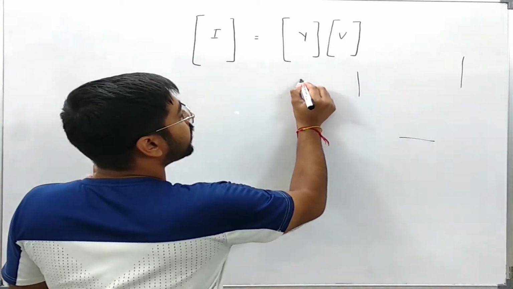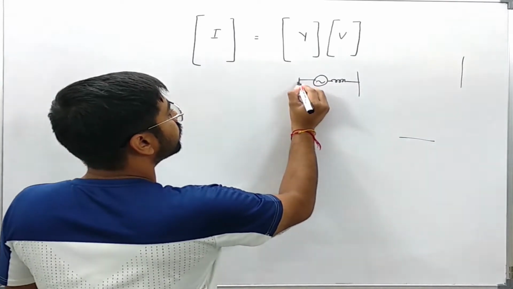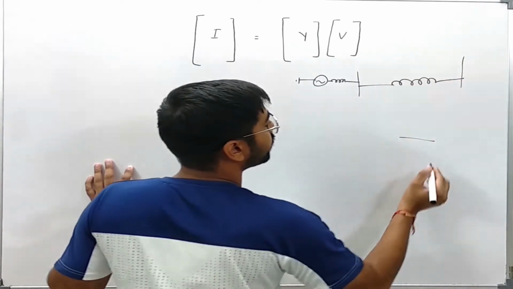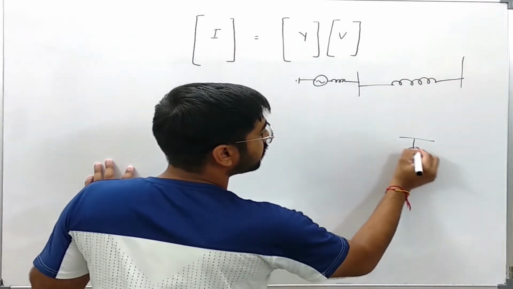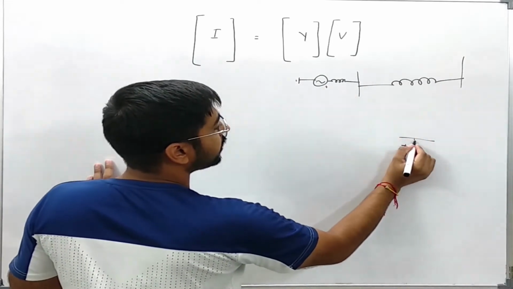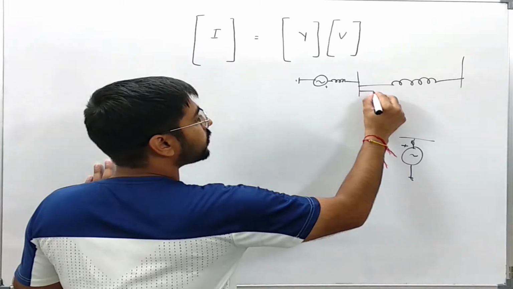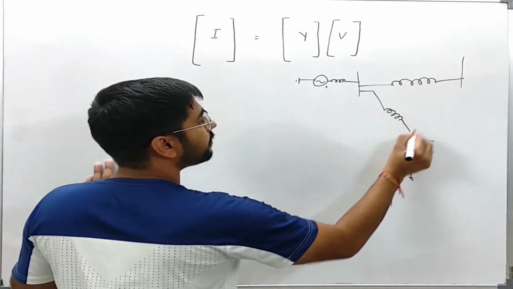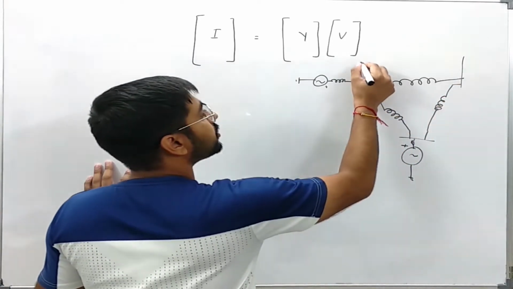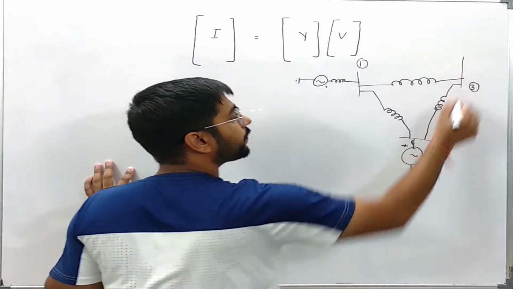And we are given that a generator is connected, and this bus is connected like this. Similarly, in this bus a generator is connected through an impedance or reactance, and this bus is also connected through some reactance or transmission line. Now let us say this is bus number 1, this is bus number 2, and this is bus number 3.